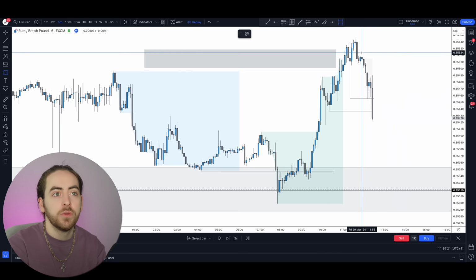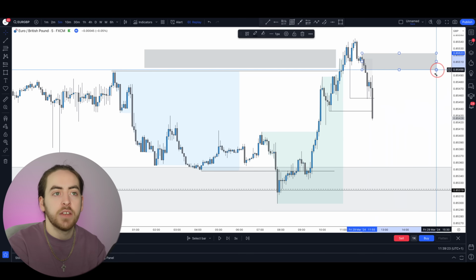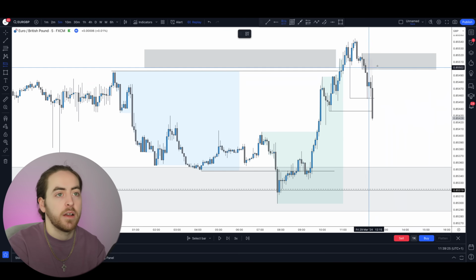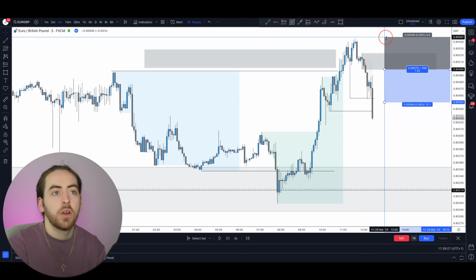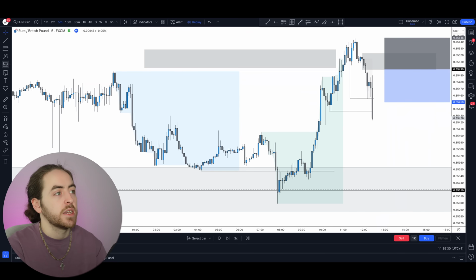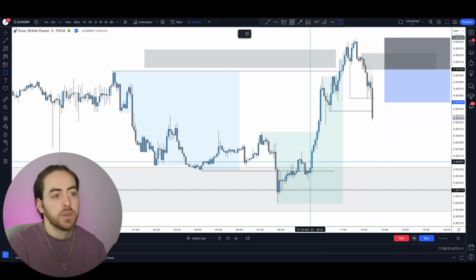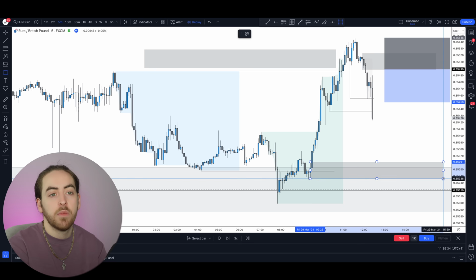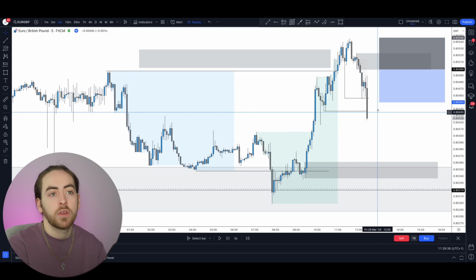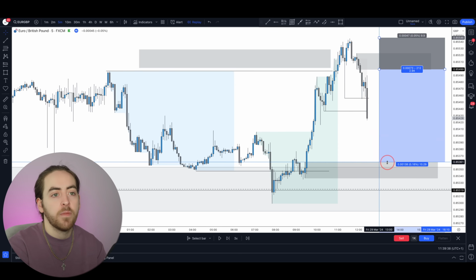So what we could do is use open supply as entry for a trade, put our stops over the high to be safe, and then we could look to target meaningful areas. So I can see down here we have this demand zone which is imbalanced. So for me, in my strategy of supply and demand and market efficiency, I'd look to use that as a target.